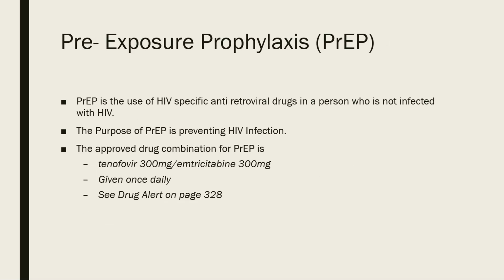Pre-exposure prophylaxis, or PrEP, is the use of HIV-specific antiretroviral drugs in a person who is not infected with HIV. The purpose of PrEP is preventing HIV infection. The approved drug combination for PrEP is listed below. Please make sure you look at the drug alerts on page 328. Patients or people who have infections with hepatitis B should monitor kidney function prior to starting PrEP therapy.